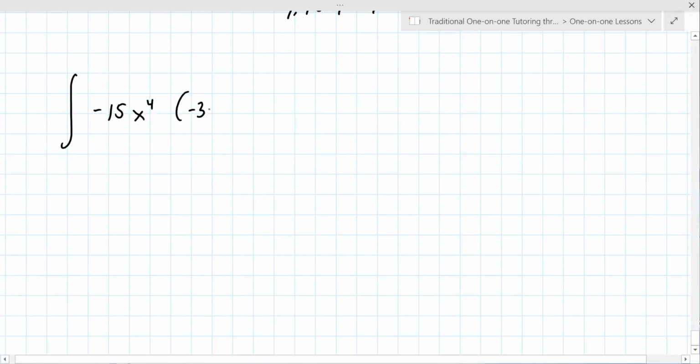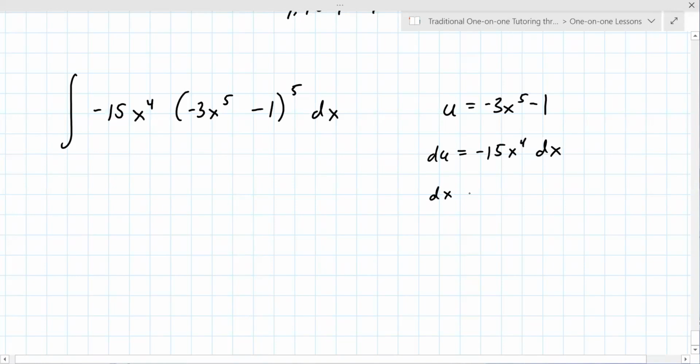See if I can find a decent one here. Okay, so let's do the integral of minus 15 x to the 4th times minus 3x to the 5th minus 1 to the 5th dx. What is the u here? The negative 3x to the 5th minus 1. Yes. Okay, so du is minus 15x to the 4th dx. And when you solve for dx, you get this. So you're just dividing both sides by du over. Yes.